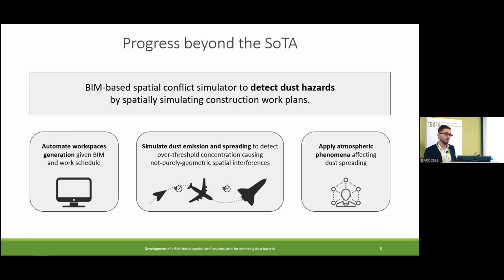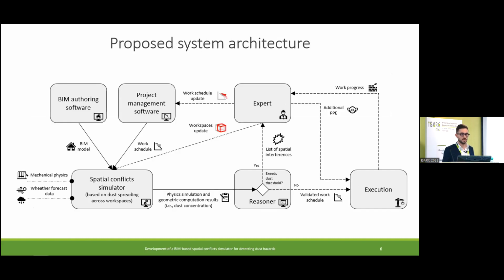This is why we propose a BIM-based spatial config simulator that, first of all, replicates the state of the art in terms of workspace generation and visualization. And then we propose a tool that contributes to the body of knowledge by simulating dust spreading caused by scheduled activities under the effect of wind conditions. The proposed simulator is regulated by the system architecture reported in these slides.